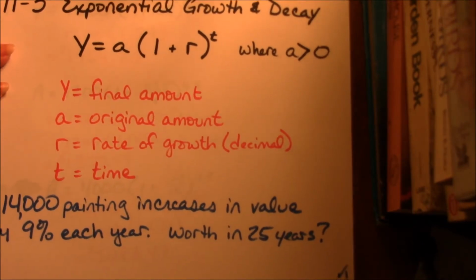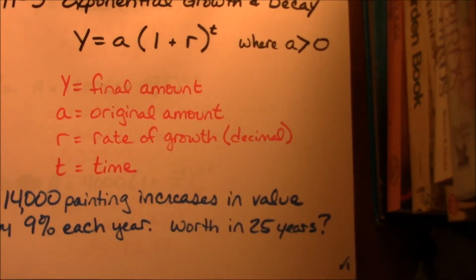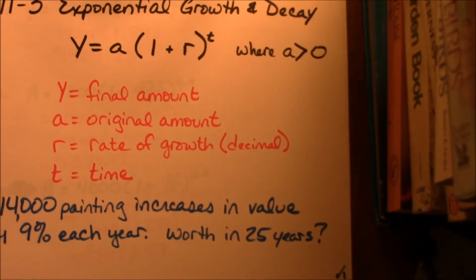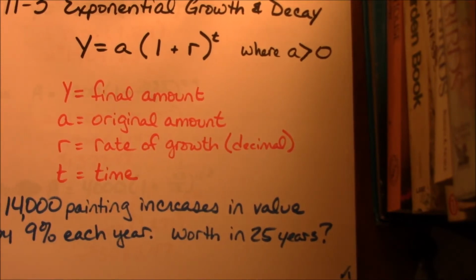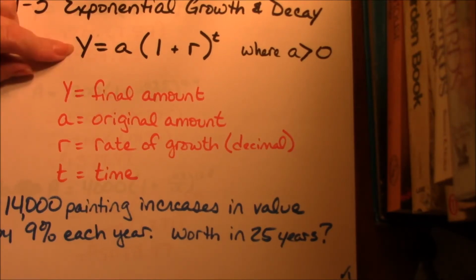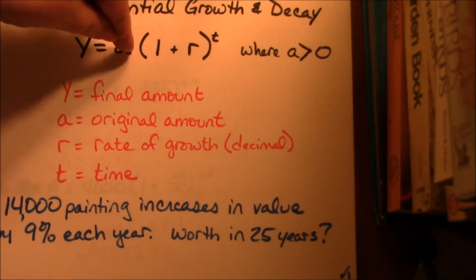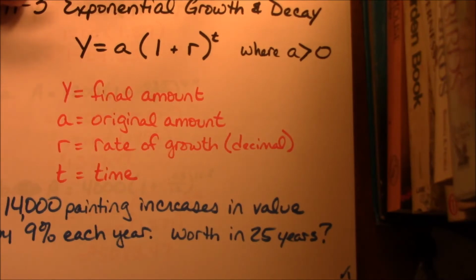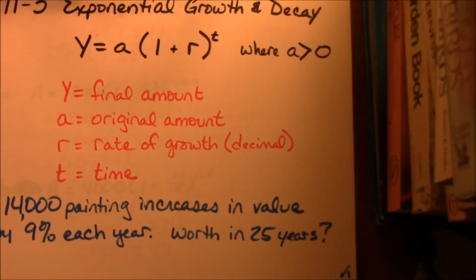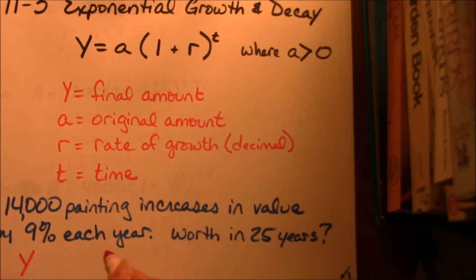Let's say we're talking about a painting, and our painting right now costs $14,000, but we know that it increases in value by about 9% each year. What is this painting going to be worth in 25 years? I just need you to understand the formula and be able to plug all these numbers into this so you can do the math. We're going to look at this and say, what's it going to be worth in 25 years?